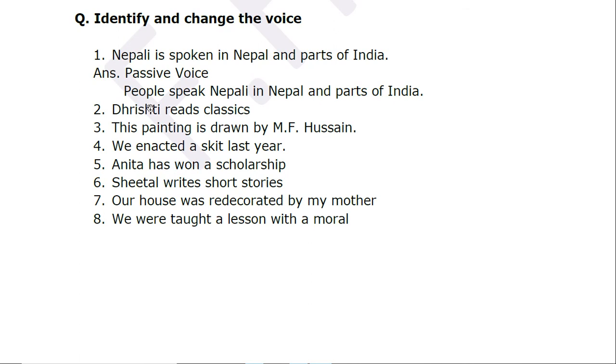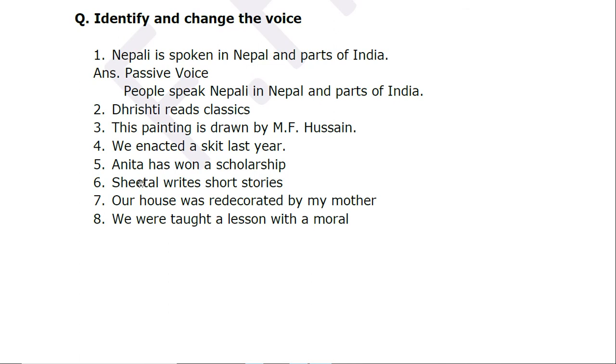Next one: Drishti reads classics. So your subject, verb, object. There is no rest of the sentence. So it is what? Active. So here you will write active and then change. This painting is drawn by M.F. Hussain. See, by is there, so it is passive.